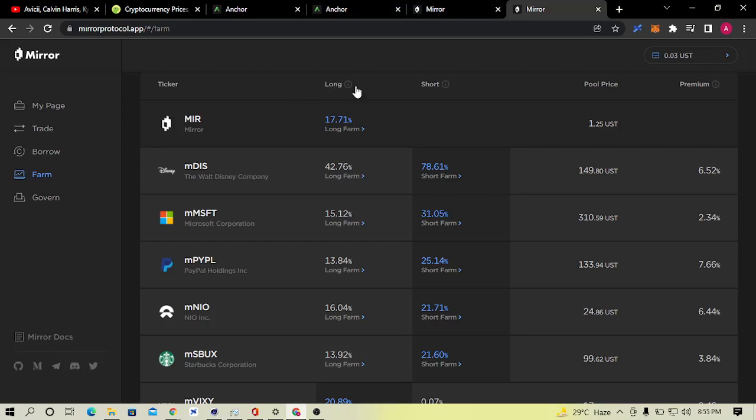Now let's look at this. Long means buying, and short means selling, basically. So imagine me buying some Microsoft stocks here, and because I'm long farming it, this is yield farming, I'm earning 15% of my investment. Because I am shorting it, I'm getting 31% of my investment. Now imagine if I'm doing both at the same time.